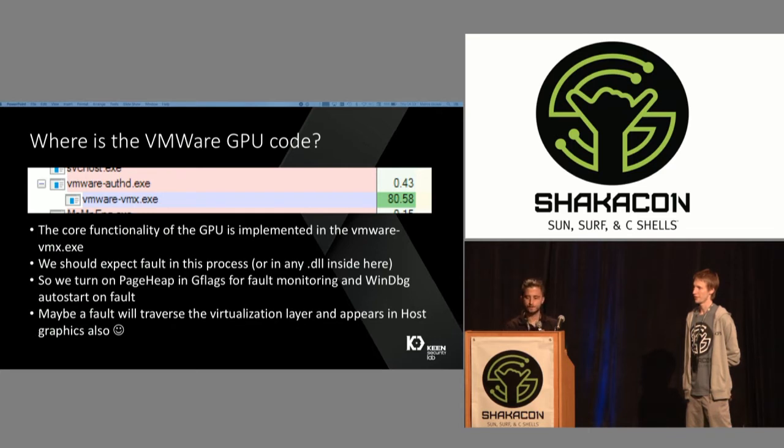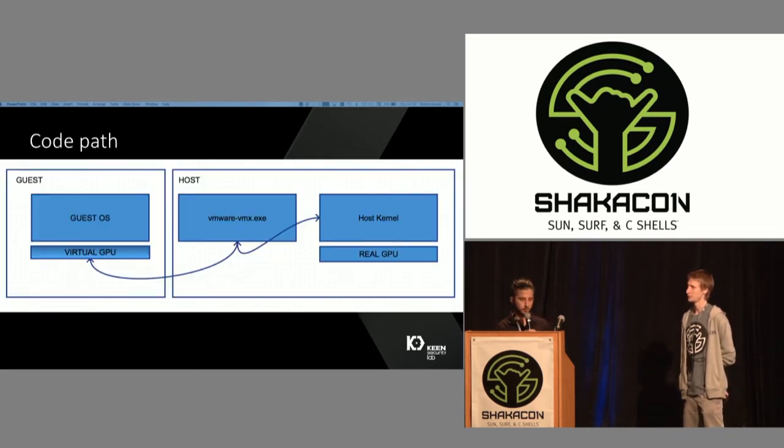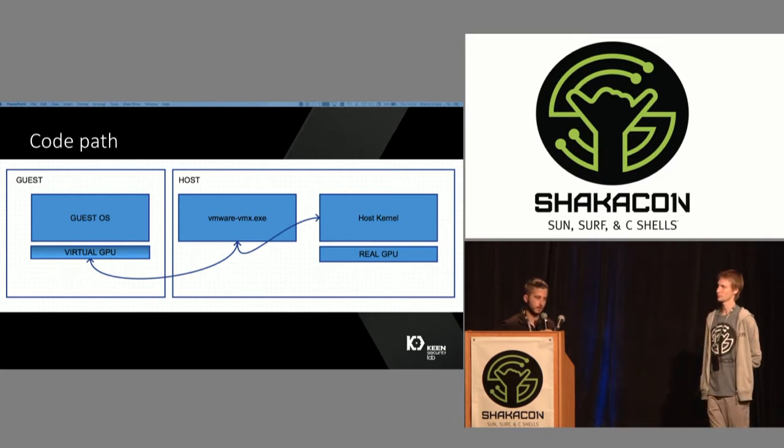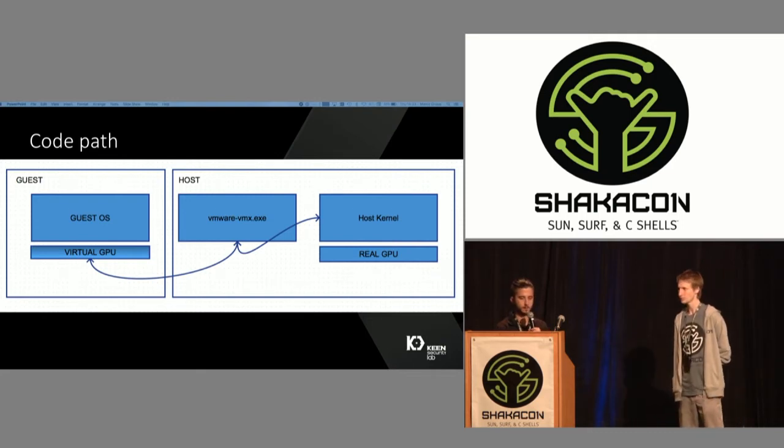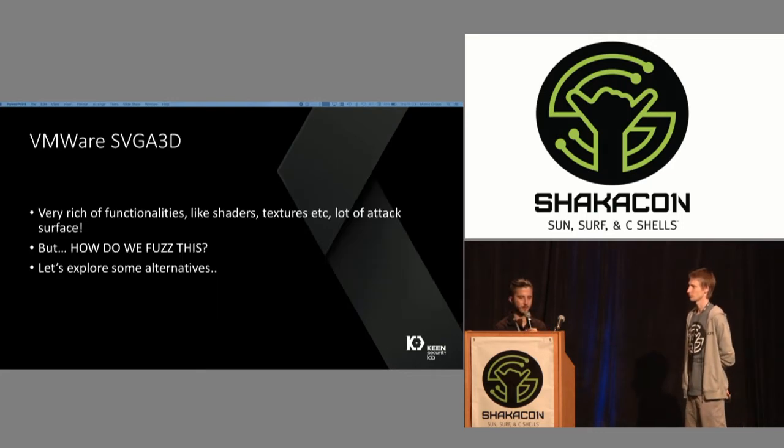So here is a summary of the path of our code. Basically, we write into the virtual GPU, and then our commands will trigger some code in VMware VMX, and the VMware VMX will communicate with the host kernel, and the host kernel will use the real GPU. So it's quite a complex code path, and hopefully we can find some bugs.